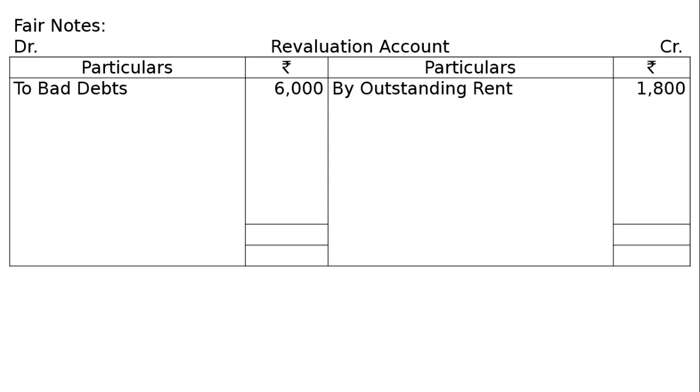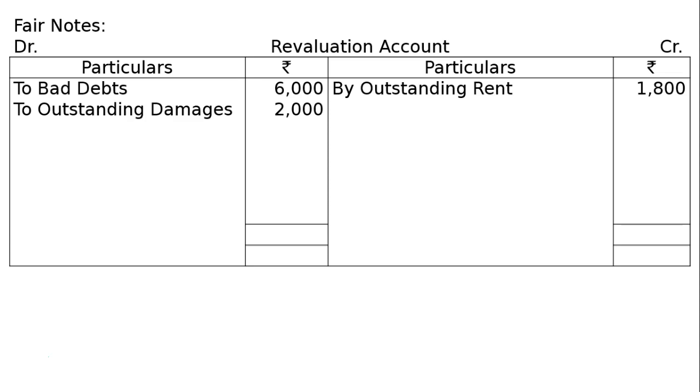Next one is outstanding rent rupees 1800. It is adjustment number 6. Outstanding rent to be brought down to 11,200. Out of this 13,000, the first item on the liability side, it became 11,200. This is a decrease in outstanding rent by 1800. This is a decrease in rent, which means an increase in income, hence by outstanding rent.